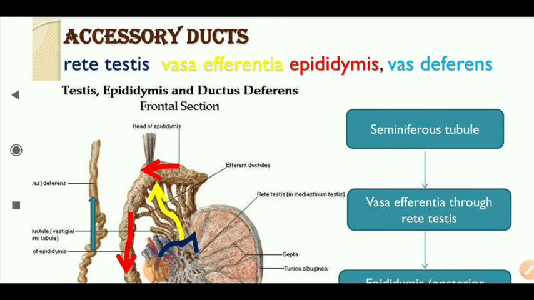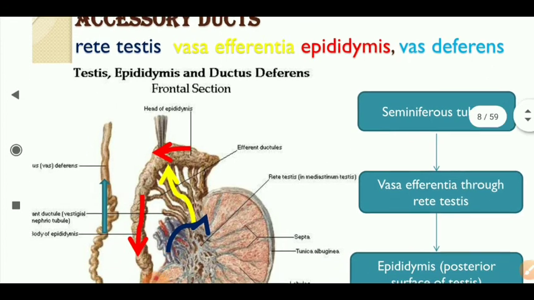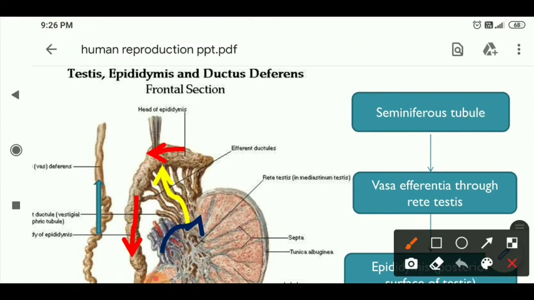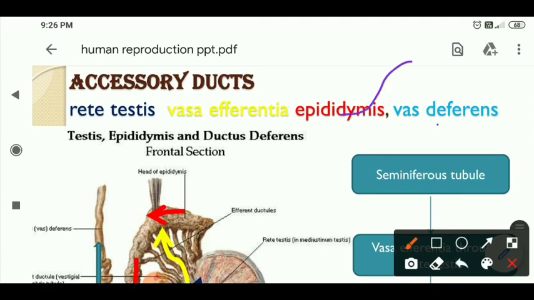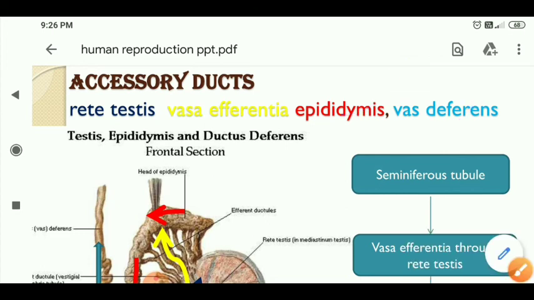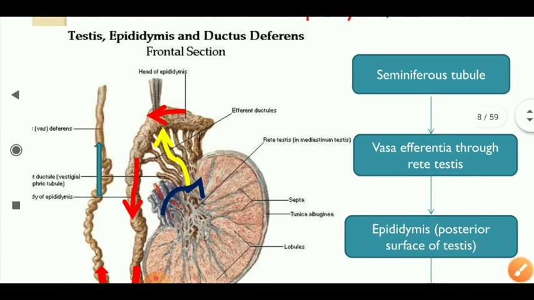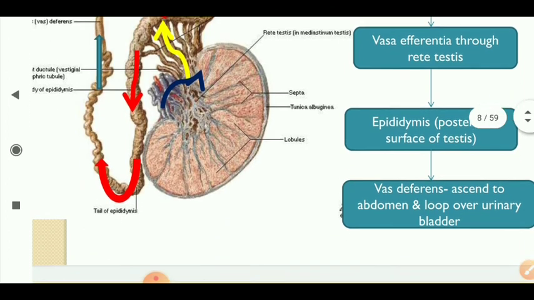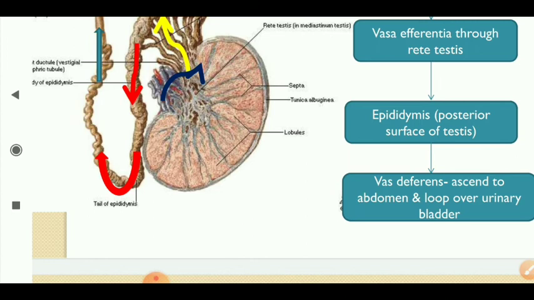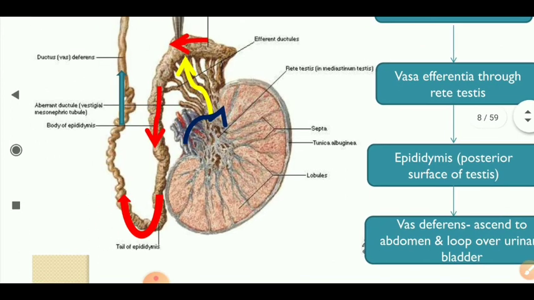Next, what are the main accessory ducts of the male reproductive system? They are the rete testis, the vasa efferentia, the epididymis and the vas deferens. First is the seminiferous tubules, and from the seminiferous tubules sperm pass through the vasa efferentia to the rete testis. Next is the epididymis, on the posterior surface of the testis. Next is the vas deferens, which ascends to the abdomen and loops over the urinary bladder. So this is the pathway.